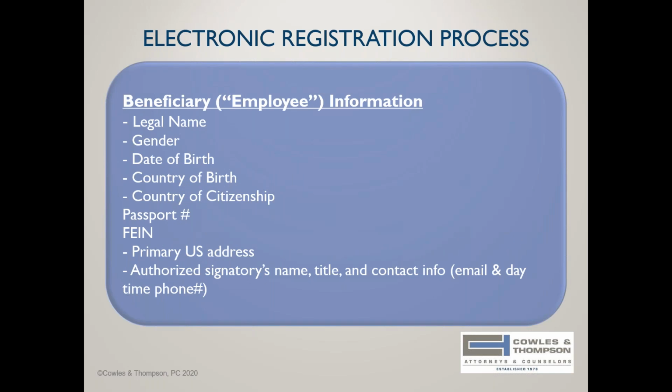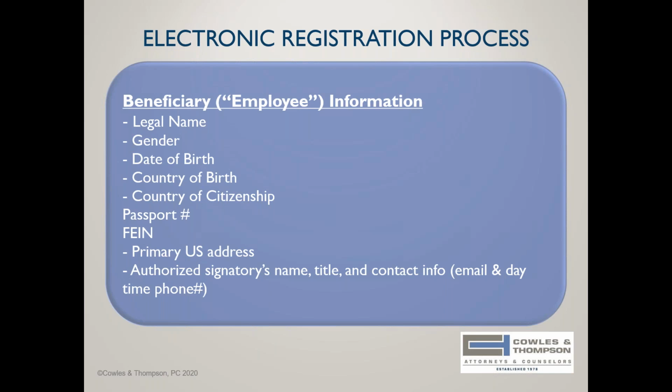So the beneficiary information that you'll need to provide is minimal, but it needs to be accurate. Again, we'll need full legal name, gender, date of birth, country of birth, country of citizenship, and very important, passport numbers. So we know multiple countries have been having issues with passports. Make sure that these beneficiaries are on top of getting their passports to get their passport number. Let's see, primary U.S. address and that is where they will be landing.